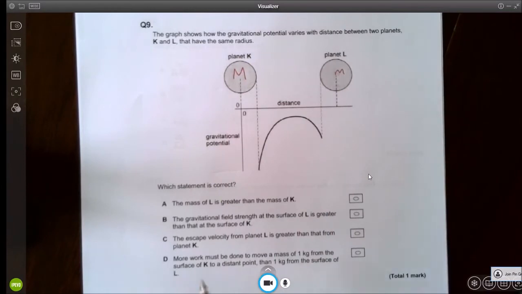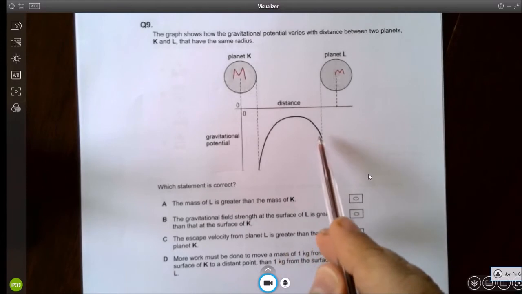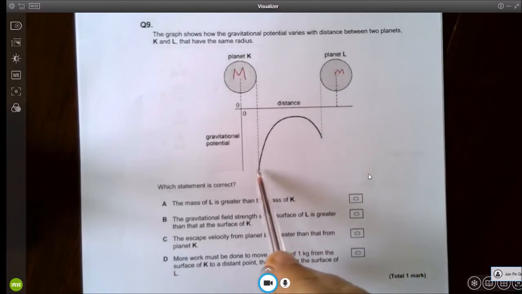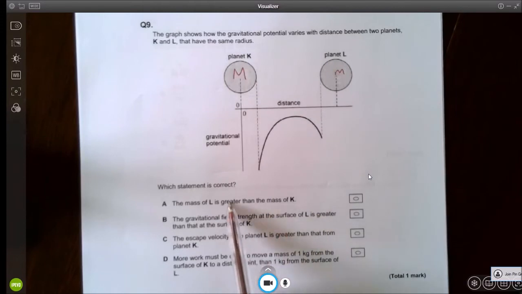Okay, so the first thing you've got to notice, we're looking for a correct statement this time. The mass of L is greater than the mass of K. That's wrong. That's told by the fact that it takes more energy to get off the surface of this one than this one. So that one is false.